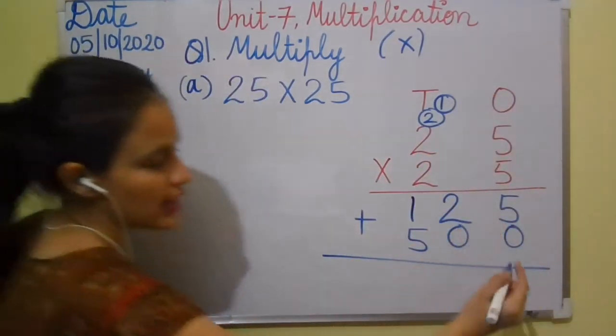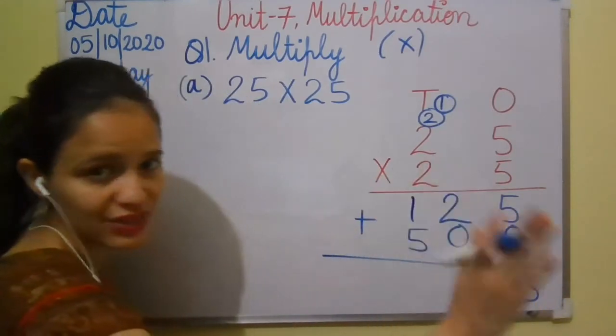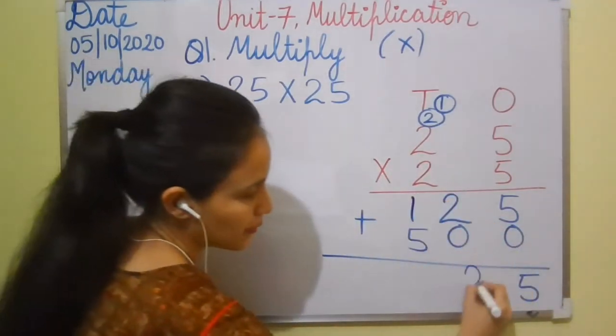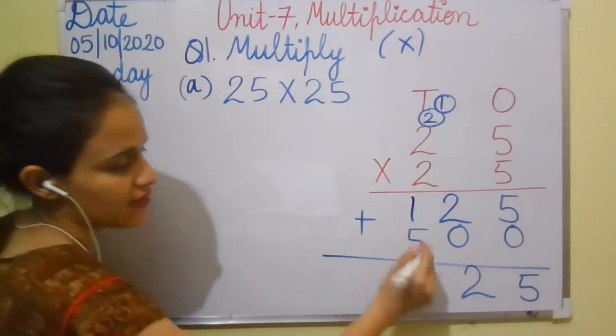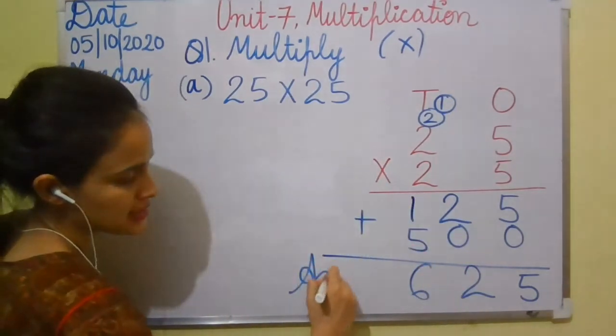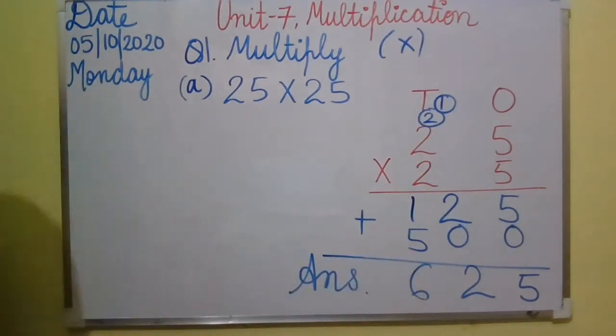5 plus 0, the answer will be 5 because 0 means nothing. 2 plus 0, the answer will be 2 because 0 means nothing. 1 plus 5 is 6. So the answer is 625.